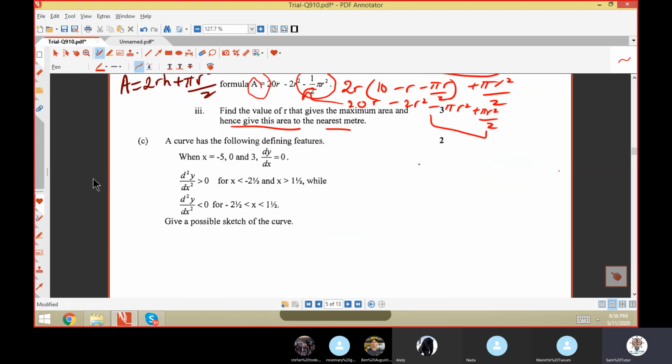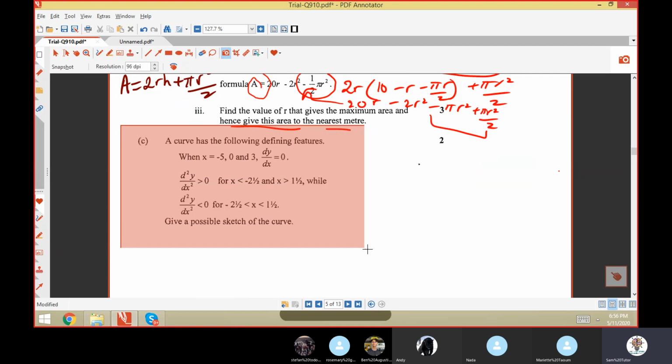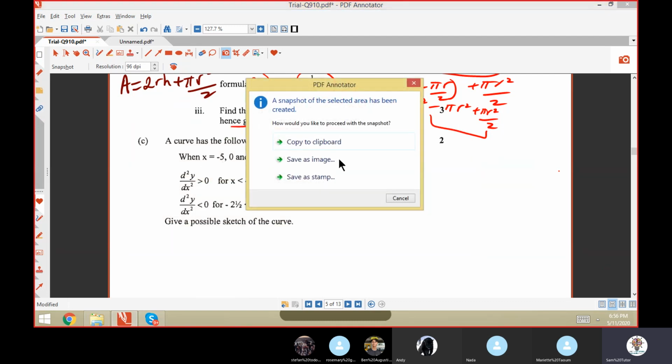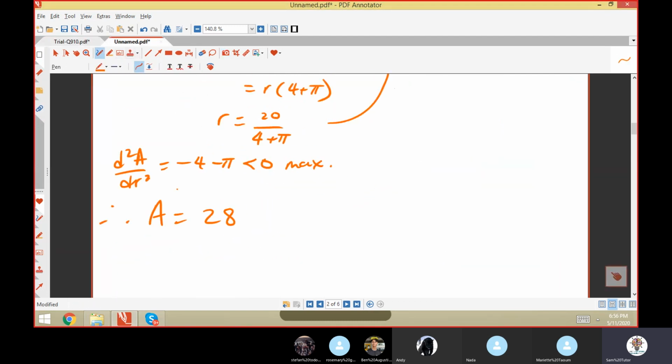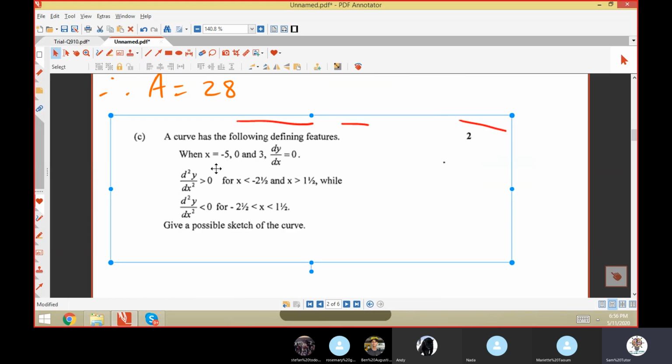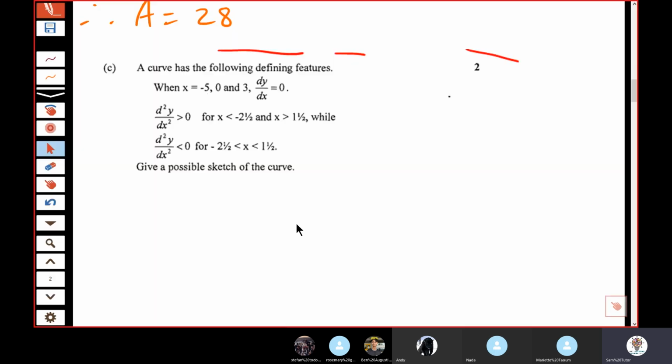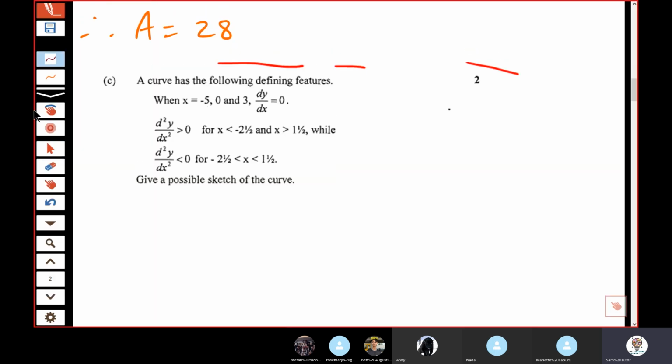Give a possible sketch. Your answer can be different to the person next door. So don't think you have to copy it or that it has to be the same, because it's give any possible sketch. The curve has the following defining features when x is negative 5, 0, and 3.